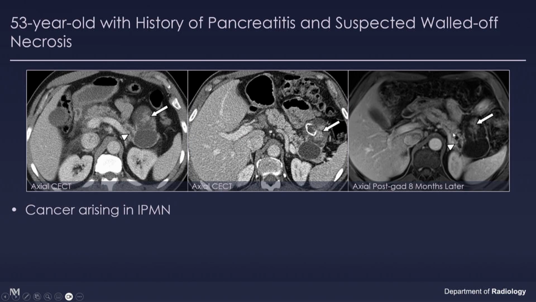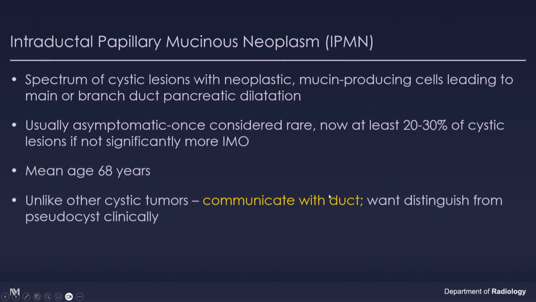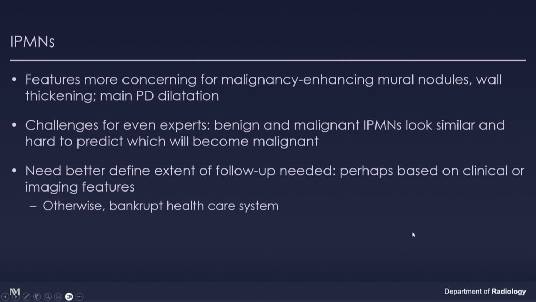Your clue also might have been that the pancreatic duct itself is dilated and leading into the cystic mass. But that could be seen, obviously, in the setting of pancreatitis as well. So what are IPMNs? IPMNs are a spectrum of cystic lesions. They're mucin-producing, leading to either main or branch duct dilatation. They're usually asymptomatic. We used to think that they're rare, but in my opinion, these are the more common cystic lesions that we're seeing. I said 20 to 30% of cystic lesions, but I think it's significantly more, generally in older patients. And unlike other cystic tumors, the nice thing is that you often see and should look for communication with the pancreatic duct, and you want to distinguish these from pseudocysts.